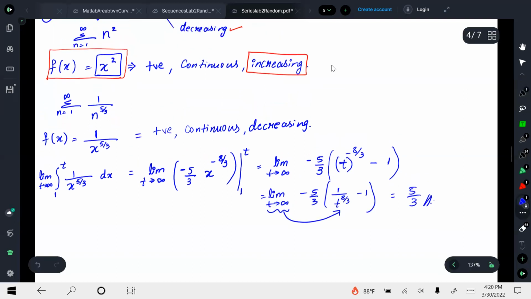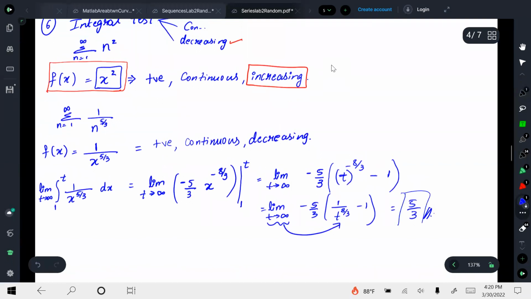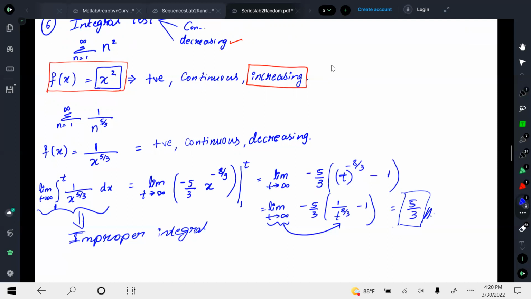Okay, that's it. That's how you apply the integral test and find the limit. Remember, we did this in the improper integral chapter or lab. When you have an improper integral from 1 to infinity, you cannot apply the limit directly. So we change infinity to a variable t, and then we apply the limit t tending to infinity, right? That's what we did just now.